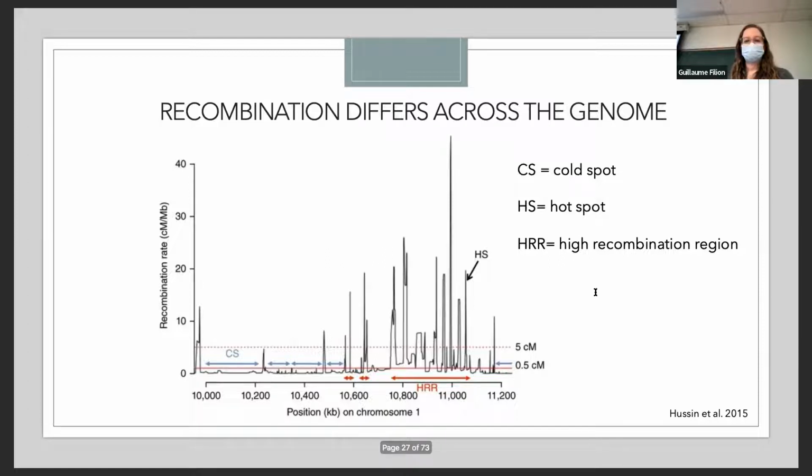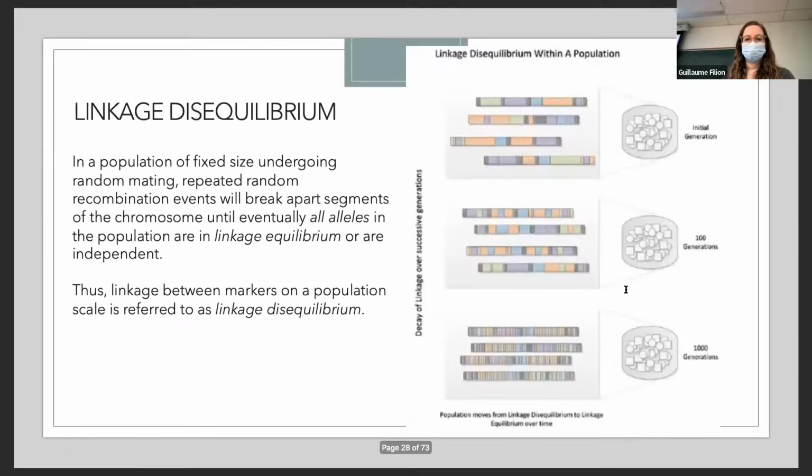Any other questions? Okay. So back to our linkage disequilibrium.